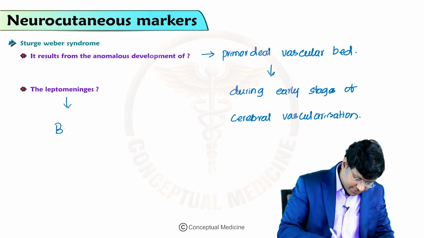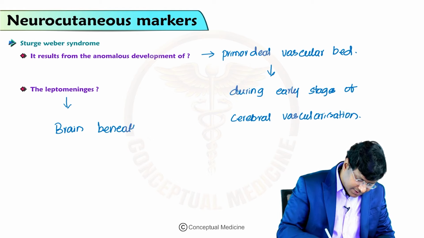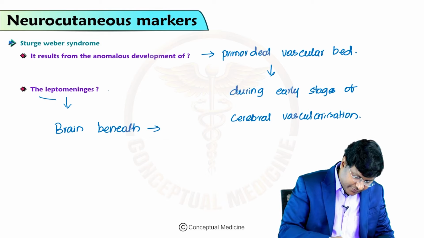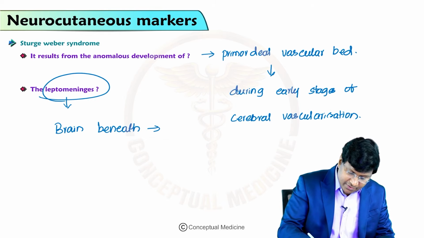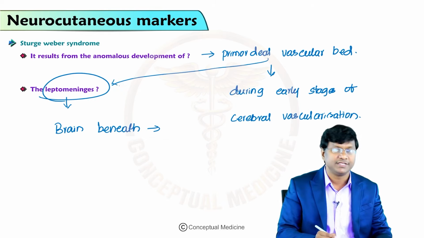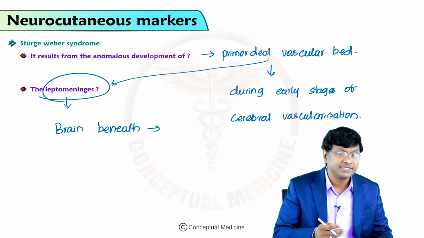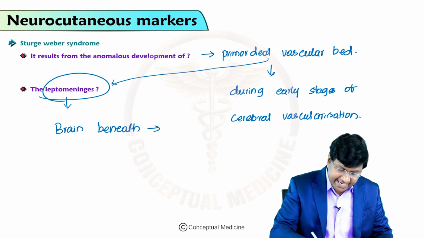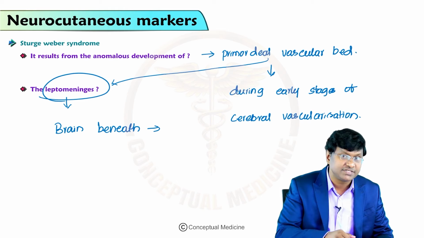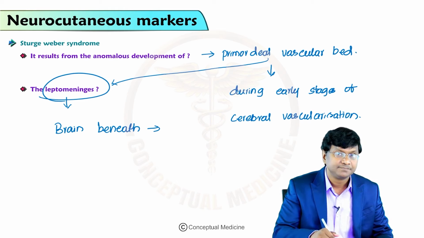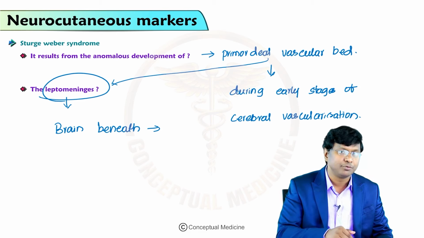So the brain beneath the vascular bed. And where is this vascular bed? This particular vascular bed is present in the leptomeninges, right? These leptomeninges are richly vascularized. And now what is Sturge-Weber syndrome? It is anomalous development of the vascular bed in the leptomeninges.